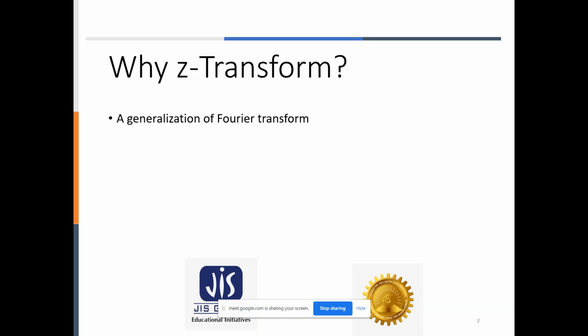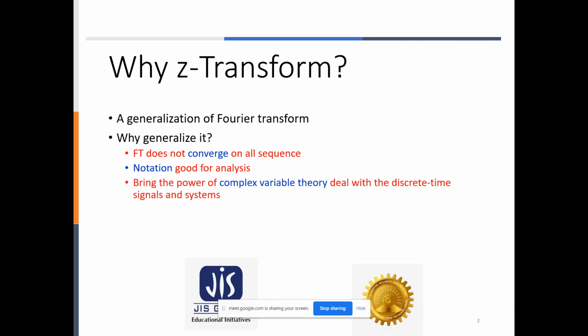A similar case holds for the discrete time sequence, but for the discrete time sequence it is called the Z transform. This is a generalization of the Fourier transform. But why generalized? Because the Fourier transform does not converge for all sequences. It is specifically for continuous time signals. So it brings the power of complex variable theory to deal with discrete time signals and systems. Let me explain first, then you will easily understand why these lines are written.